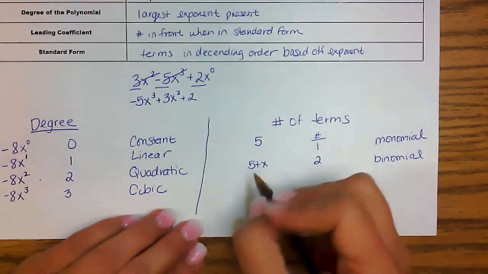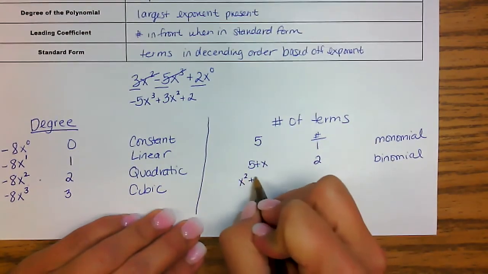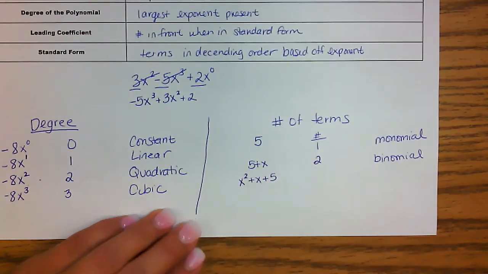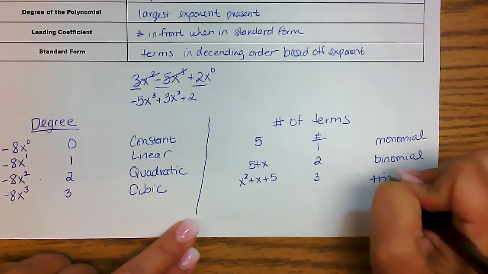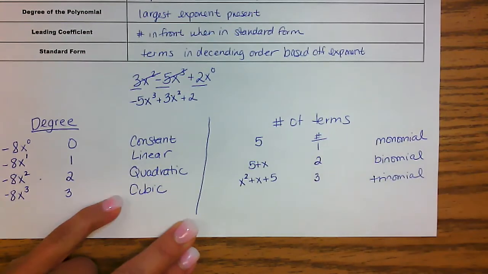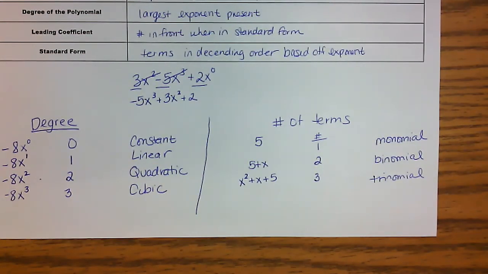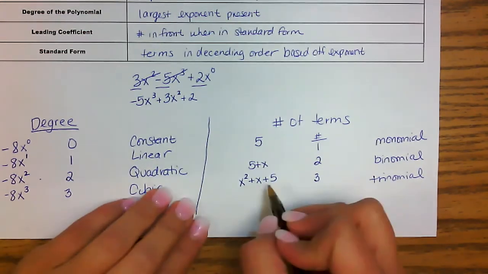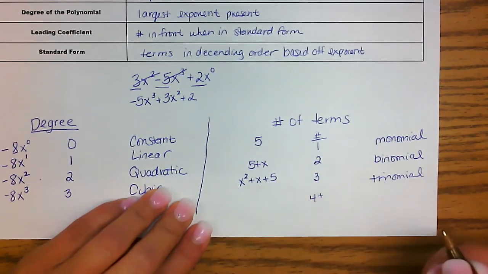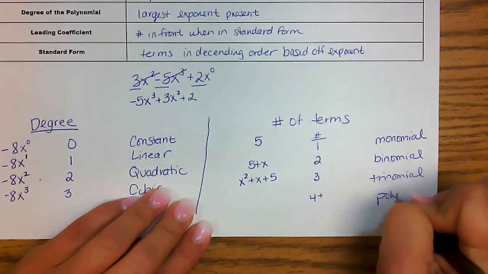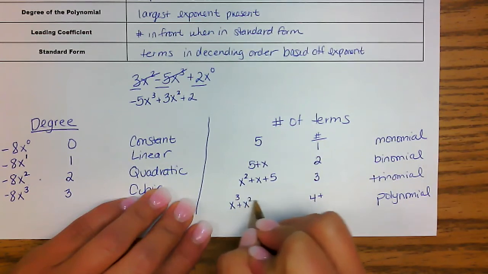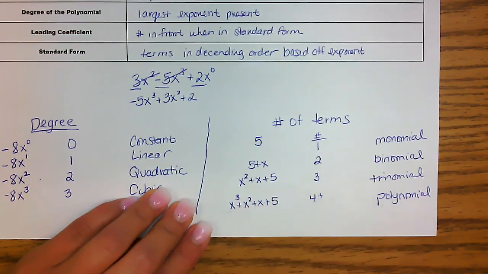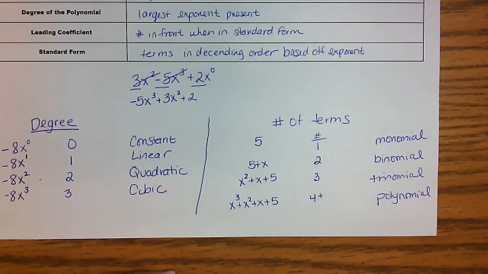Let's say we add another term to it. So let's say x squared plus x plus 5. Notice I switched it around in standard form. How many terms? 3. And we would call that a trinomial. And then last but not least, anything after 3. So if you have 4, 10, 30 terms, anything more than 3 terms, 4 or more, we're going to go back to just calling it a polynomial. So an example would be maybe x cubed plus x squared plus x plus 5. And that's going to wrap up the lesson on polynomials.